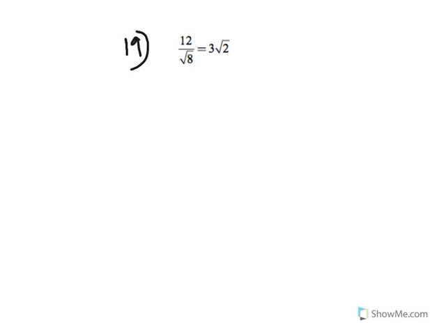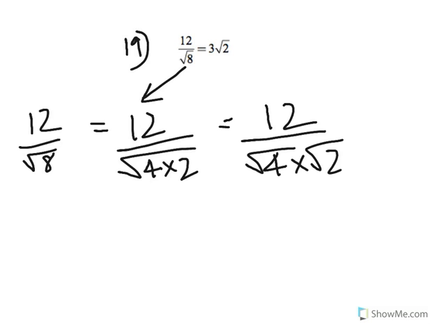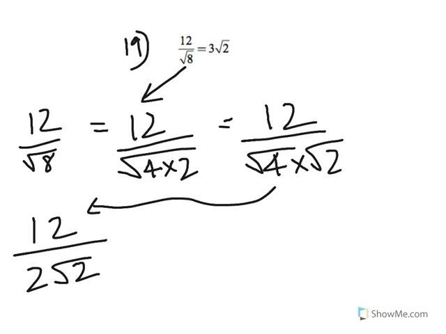In question 19, you're supposed to prove that 12 over root 8 is equal to 3 root 2. Let's take the left-hand side, 12 over root 8. Root 8 is nothing but root 4 times 2, because 4 times 2 is 8. I can split it up into root 4 times root 2, and root 4 is nothing but 2, so it becomes 2 times root 2.